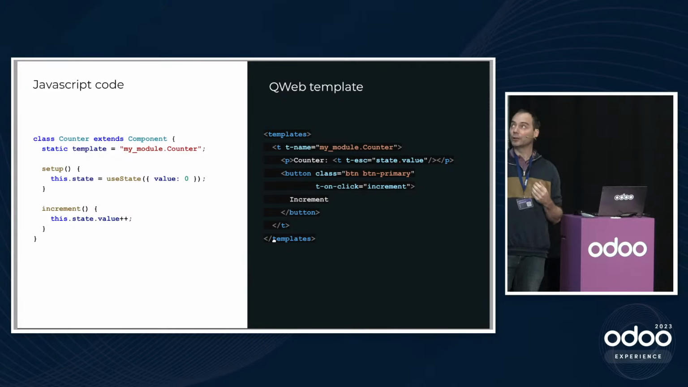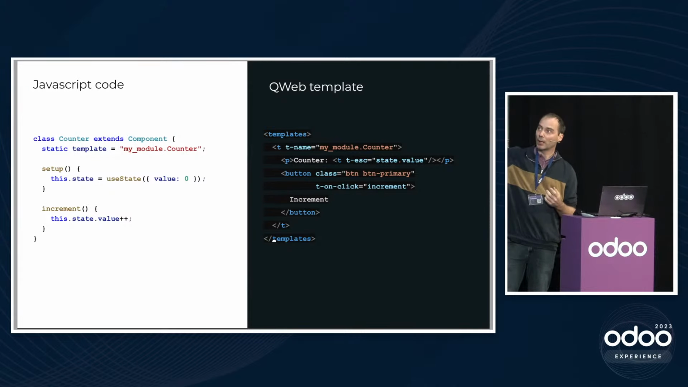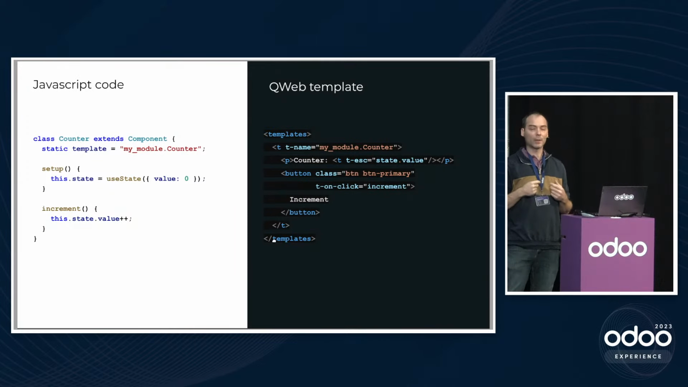What I want to show you here is that we have a simple component, a counter component. So this is a component that will display a button. You can look at the template. We have some p elements which display a value, state.value, that is written in the QWeb templating language, or more precisely an extension of QWeb, because we have additional directives. You can see this t-on-click.